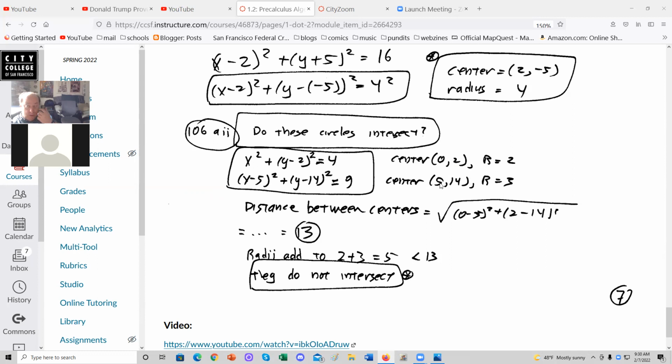These two are 13 units apart, but this only reaches out 2 units, and this only reaches out 3 units, and those add up to 5, which is less than 13. So these circles do not reach out far enough to intersect each other.